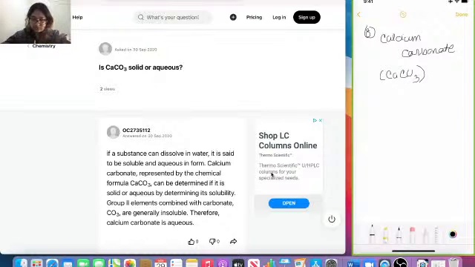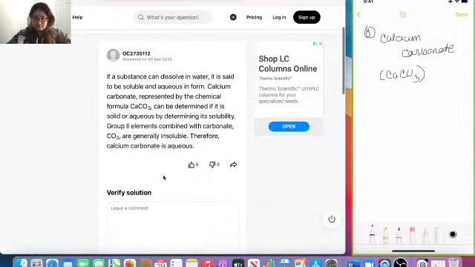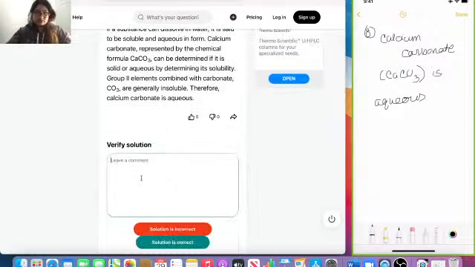And so basically if you were to mix calcium, a group 2 element, with carbonate, it would actually be insoluble. And so it's basically an aqueous solution. Okay, and so is aqueous. Okay, and so this is carbonate.